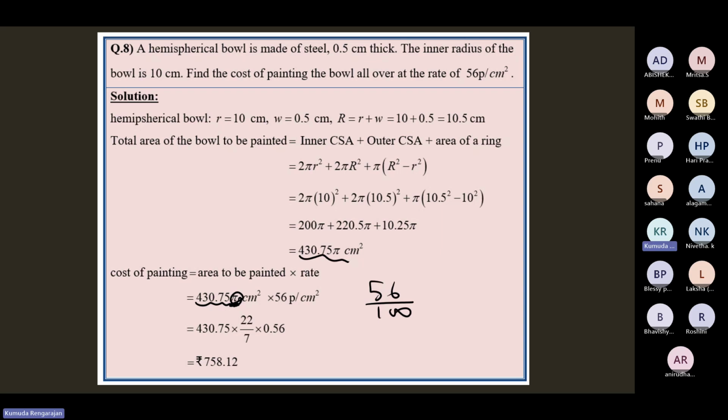See, if you don't convert this paise to rupees, the answer which you get will be in paise. Then for the final answer you'll have to convert it to rupees. It's not that you should convert it here itself. Here you can have this 56 paise, so you'll get the answer in paise. Then you'll have to convert that answer which is in paise to rupees.